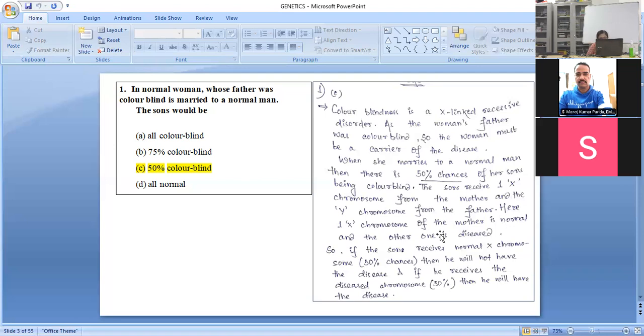So when she marries a normal man, there is a 50% chance of her sons being colorblind, because the sons will receive one X chromosome from the mother and Y from the father. If the X chromosome from the mother is a diseased one, then the sons will also become colorblind. But if the normal X chromosome is inherited from the mother and the Y chromosome comes from the father, then the sons will be normal. So that is why we say there is a 50% chance of being colorblind.